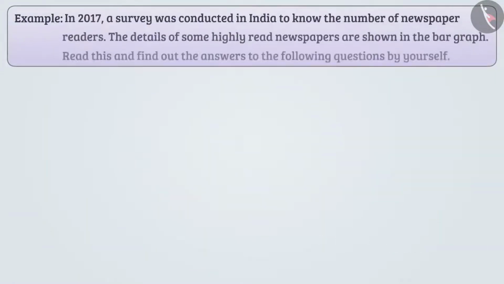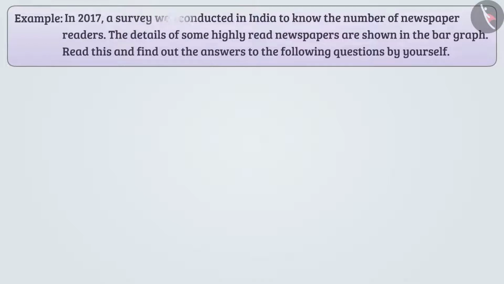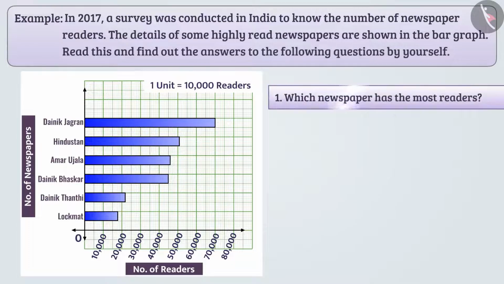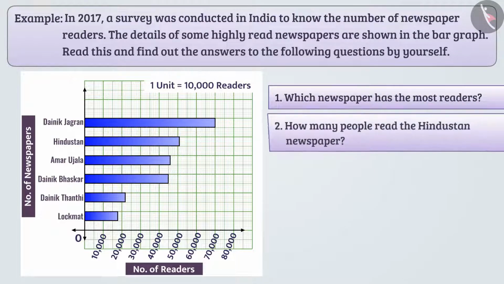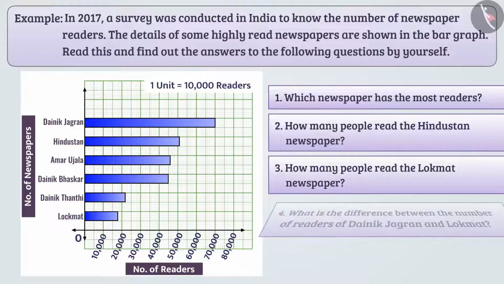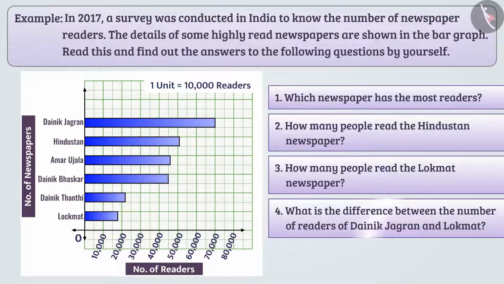Next example. In 2017, a survey was conducted in India to know the number of newspaper readers. The details of some highly read newspapers are shown in the bar graph. Read this bar graph and find out the answer to the following questions by yourself. Which newspaper has the most readers? How many people read the Hindustan newspapers? How many people read the Lokmat newspaper? What is the difference between the number of readers of Dainik Jagran and Lokmat?